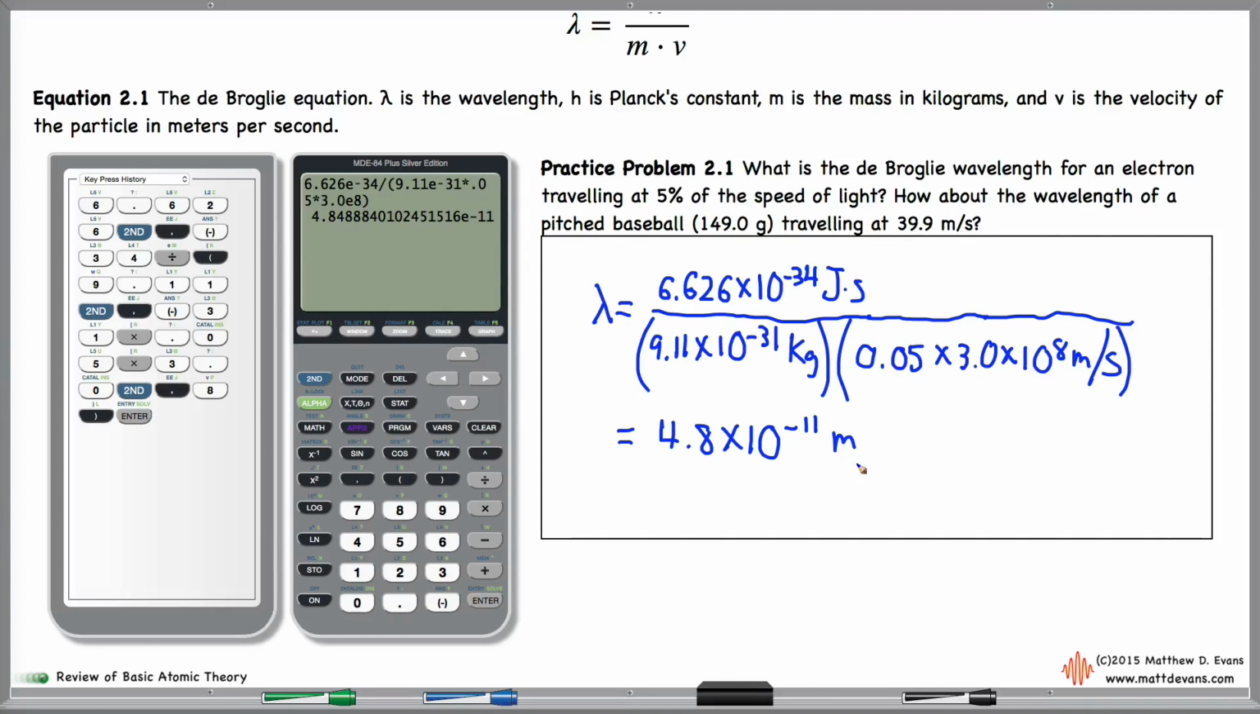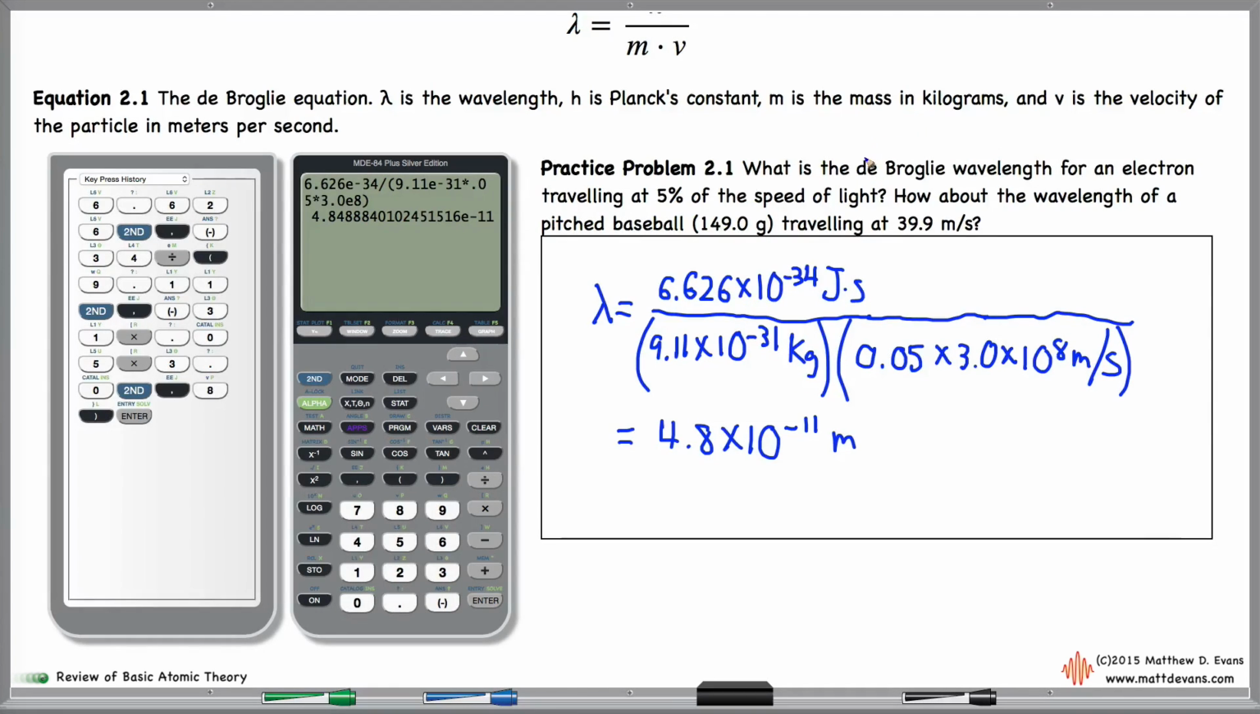Okay, so that's the wavelength of an electron traveling at 5% of the speed of light. 5% of the speed of light is a pretty quick velocity, technically. How about the wavelength of a pitched baseball? I'm going to let you work on this on your own time, just to save a little bit of time. I think you'll get the hang of this pretty quickly. You just plug in the numbers and calculate away.